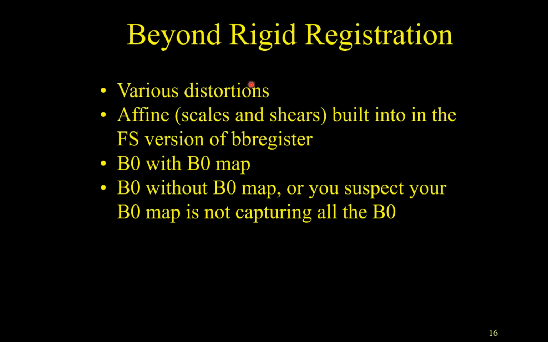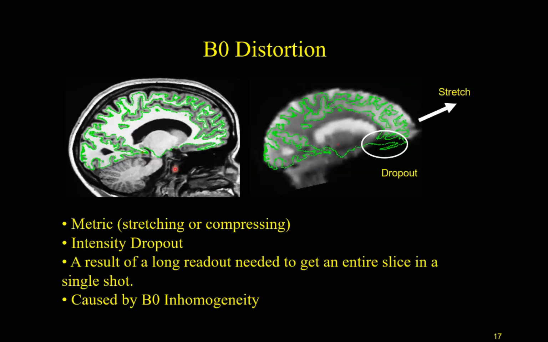If you have B0 distortion, you can collect a B0 map. But what happens if you don't have a B0 map, or you suspect that your B0 map is not collecting all the B0 distortion? This is just a reminder, I'm sure you all know this, that B0 can cause dropout in your fMRI. It can also cause stretching. So you have this metric distortion and you have intensity distortion.